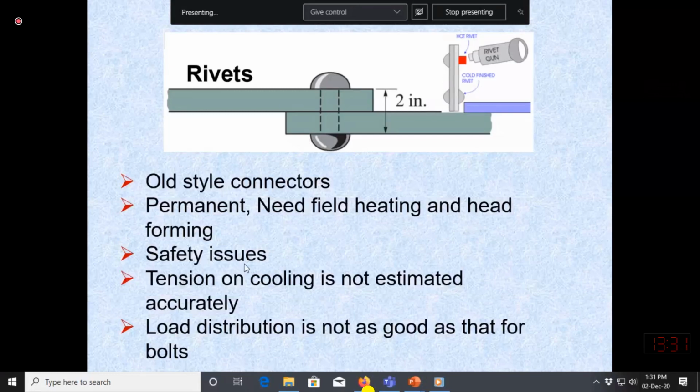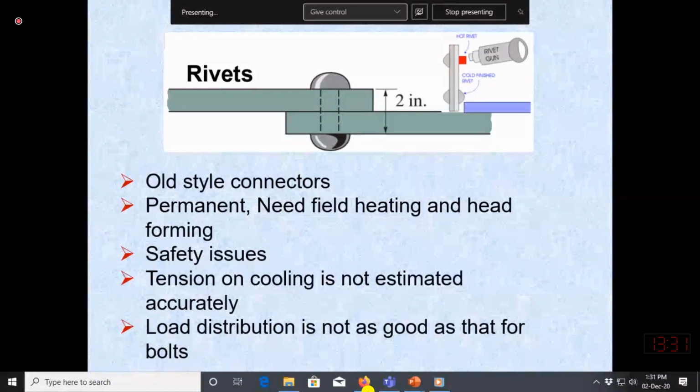The safety issue is also that we are handling the hot rivet. So we need some safety measures, some safety gear, maybe shoes, and also goggles and safety dress, so that the labor may be prevented from any casualty in mishandling of the rivet.